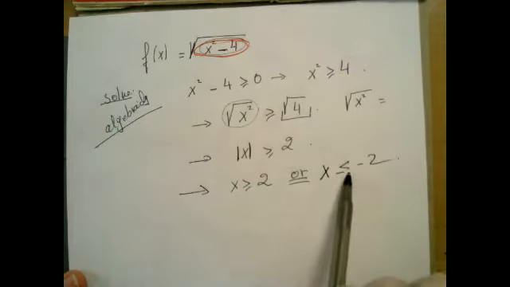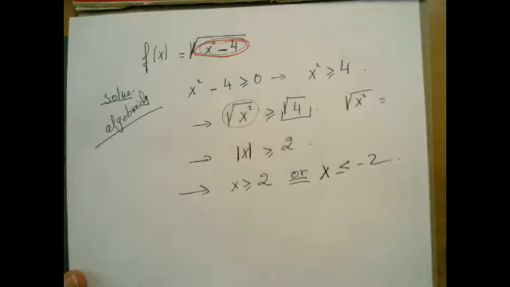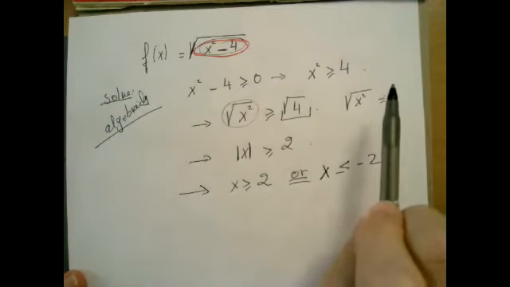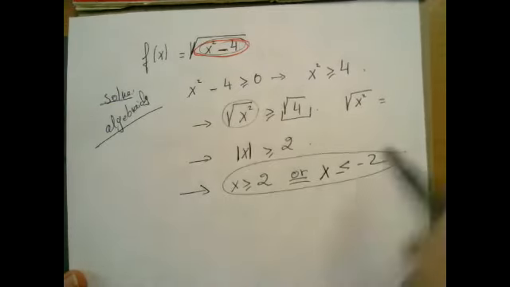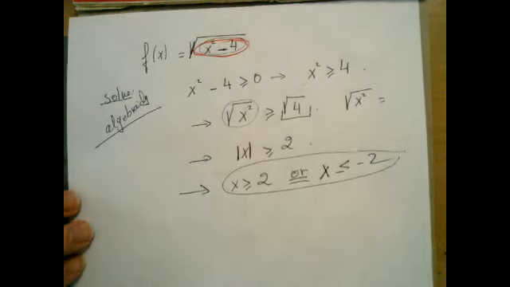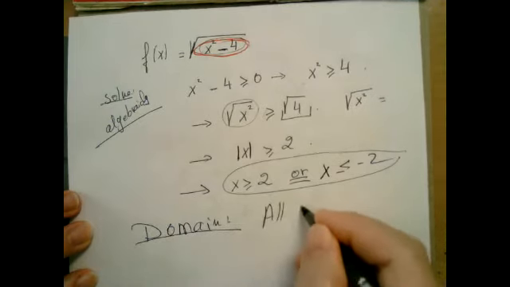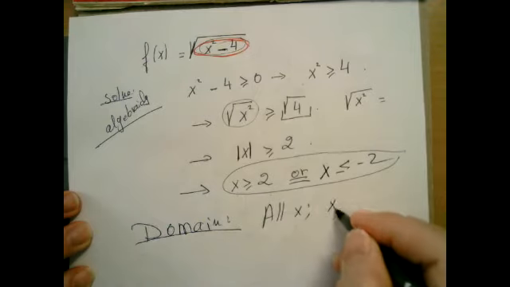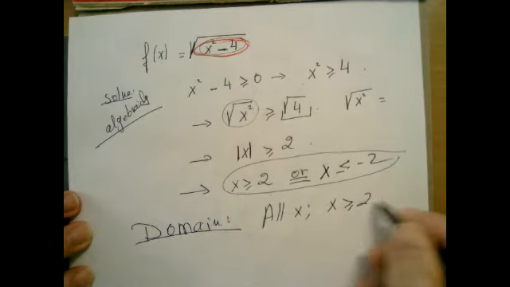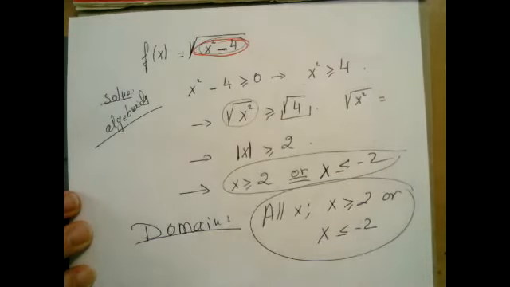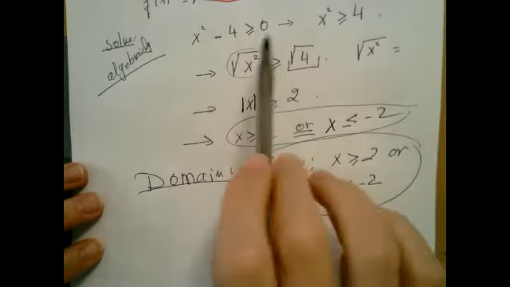If I take x to be minus 4, when I square it, it will become 16, which is also bigger than 4. Okay, so the values of x are everything larger than 2 or less than negative 2. So my domain is going to be all values of x such that x is larger than 2 or less than negative 2.